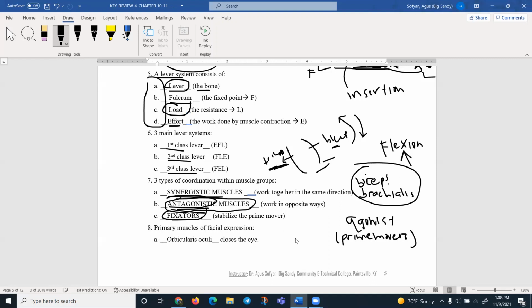Fixator is a group of muscles that fix our bones in place. So when we move our shoulder, for example, there are many muscles on the back that will keep our shoulder joint in place. And this group of muscles is called the fixator.